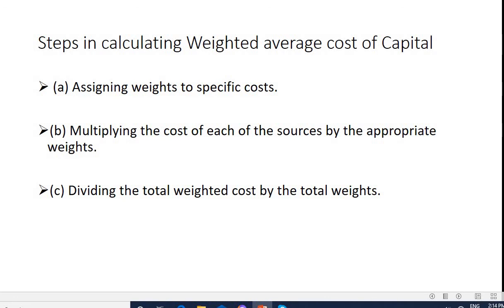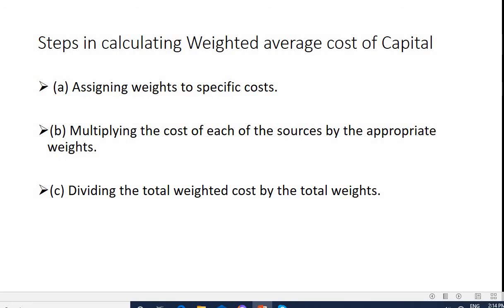We have to take the weight of each source, that is, we have to assign the weights depending on the proportion. We have to assign the weights and then multiply the cost of each source by the appropriate weights. After assigning the weights, we have to multiply the cost. Each source has its own cost. That cost we have to take and multiply with the weights we have assigned.